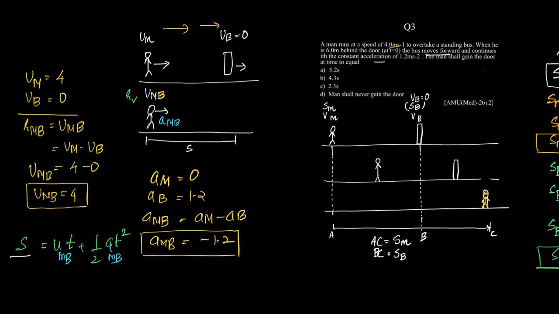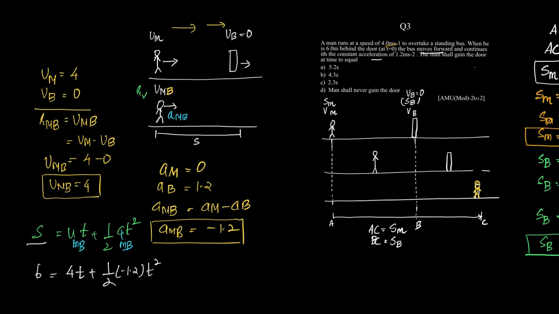What is the distance between them? It is given in the question to be 6, which is equal to, what is u into t? It is 4 into t plus half into a, what is a? It is minus 1.2 into t square. Now if we try to solve this equation, what do we get? 6 is equal to 4t minus 0.6 t square.